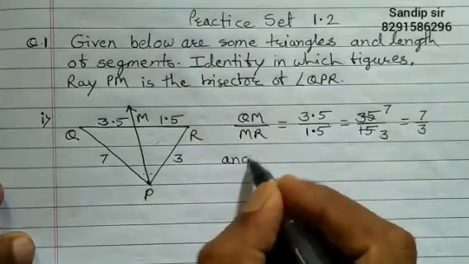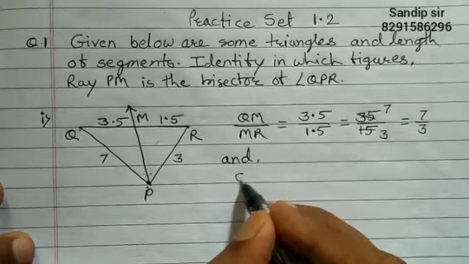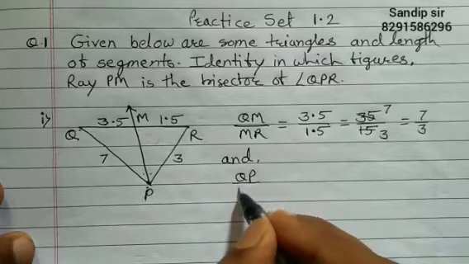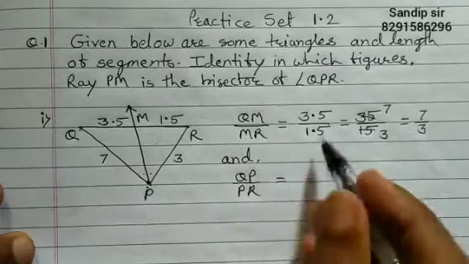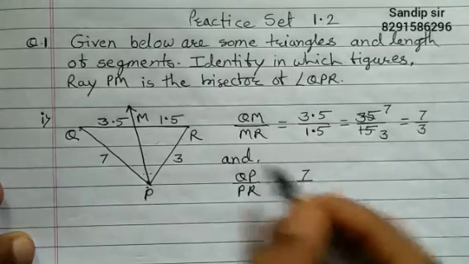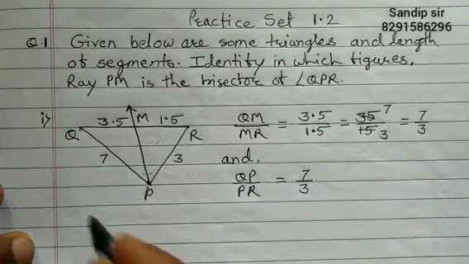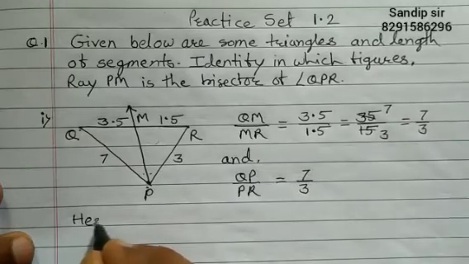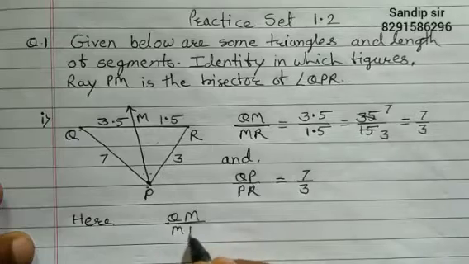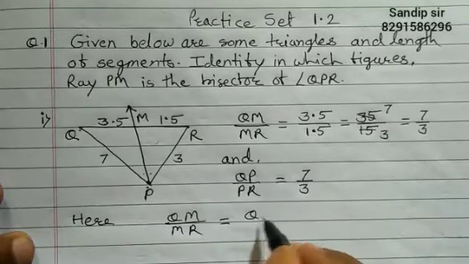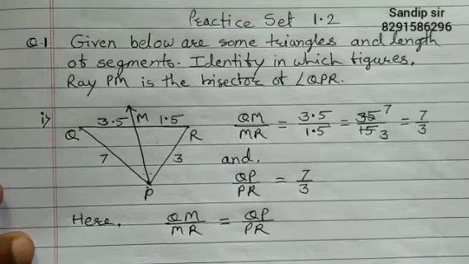Now we find the another ratio QP upon PR. So the value of the QP is given 7 and value of the PR is 3. Here both ratios are equal, 7 upon 3. So I write that thing here. Here QM upon MR is equal to QP upon PR. These are two equal ratios.